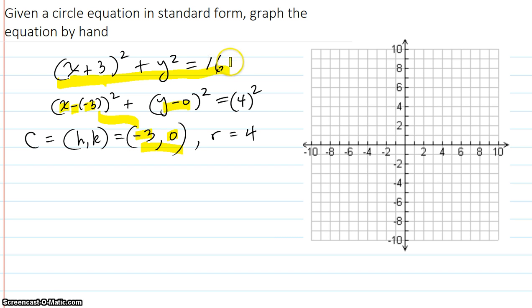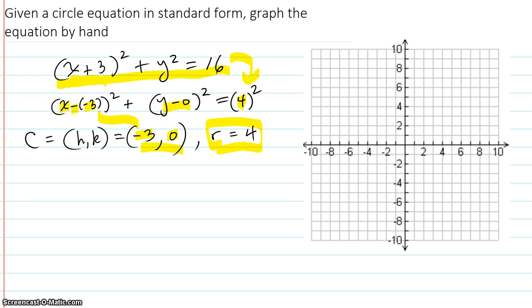Then you take the square root of the 16 to get you the 4, and you write 4 squared. So the radius is the 4. A lot of times people make a mistake and they say the radius is 16. It's not, it's the square root over here, so that's important.